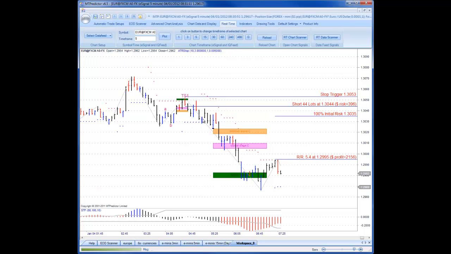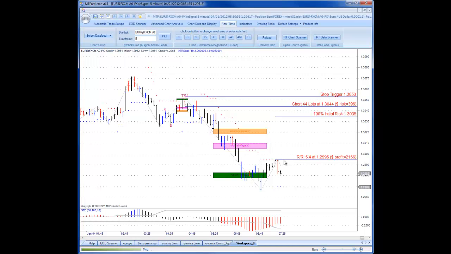In other words, we look for trades where the initial risks or losses are kept small and the profits are large. So the exact opposite to what all the FXCM customers were doing last year. Now this is not a surprise to me, because in the last 10 years of having the MTPredictor software program and developing it, this is what 95% to 97% of traders do.